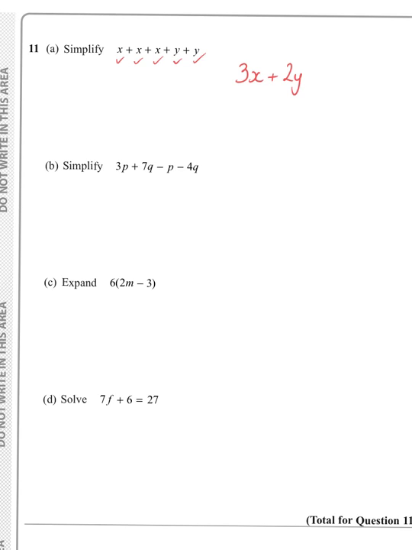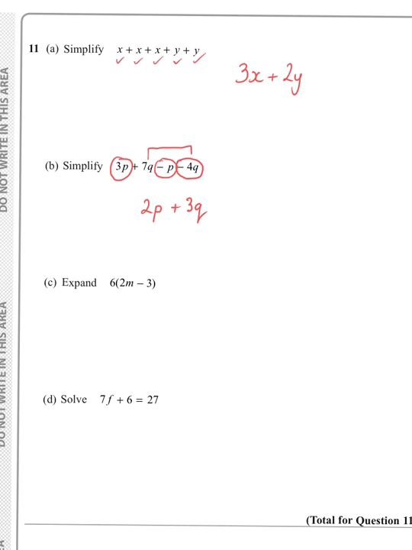Part B, let's look at the p's first. So we have 3 of them here, and we're taking away 1 of them here, so we're going to end up with 2 of them, so 2p. And then looking at the q's here, we've got 7 of them, and then we're putting that together with -4 of them. So 7 of them with 4 of them taken off, or leave 3 of them.